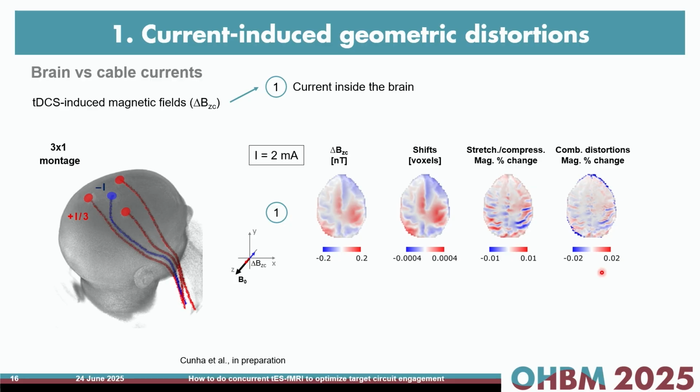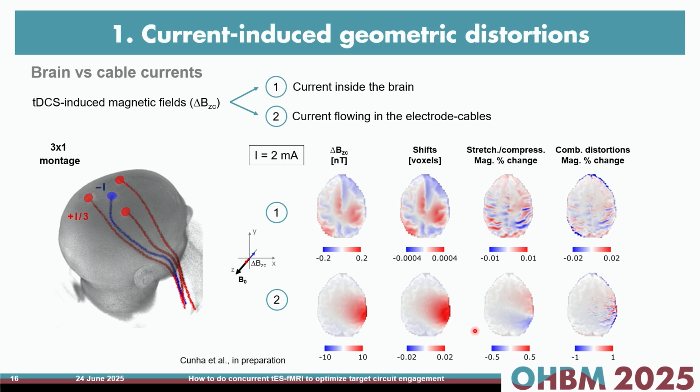What about the currents flowing in the cables? The difference to this situation is that here the currents are extremely concentrated, as opposed to when they are just allowed to spread inside the brain. And indeed, they will induce a lot stronger current-induced magnetic fields. Here we have a factor of 50 from the first to the second row. And when we look at the combined intensity changes, we see that they reach around 1% of intensity change. And this is comparable to BOLD signal changes.